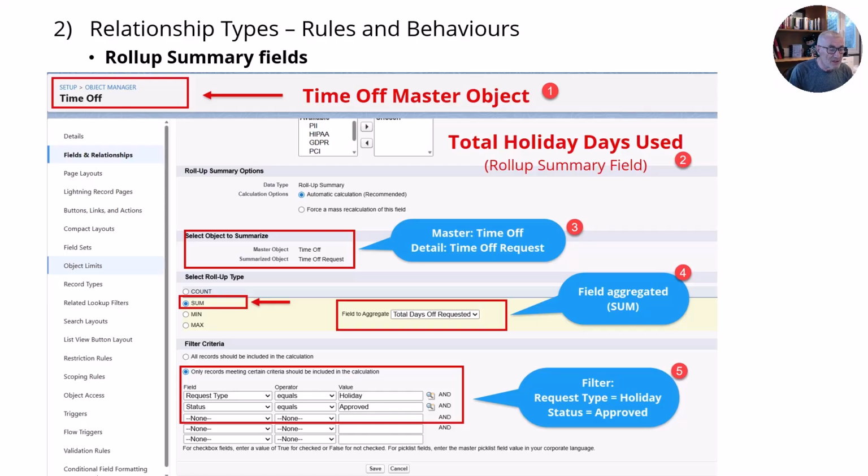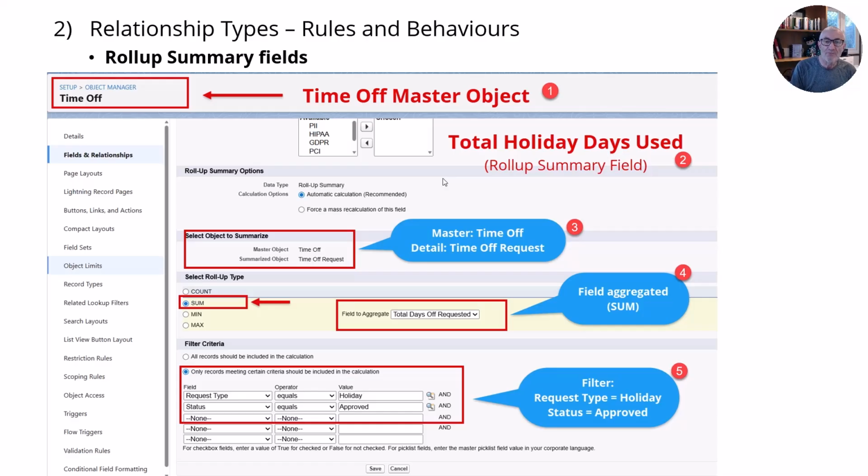We're only counting holiday. And then we have one additional criteria, the status of that is approved. Because if we made requests where it hadn't been approved, and therefore we couldn't take the time off, you don't want that rolling up and then being displayed as part of the total holiday days. So you can see it performs a really useful piece of data analysis for us.